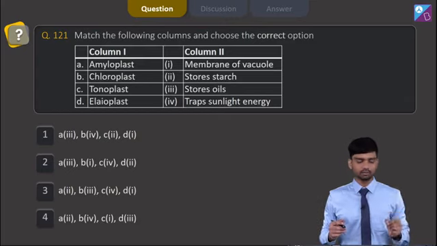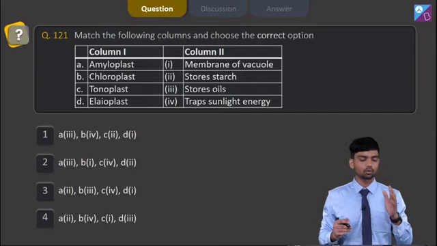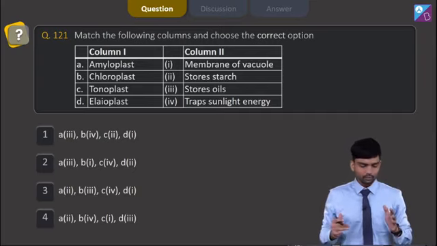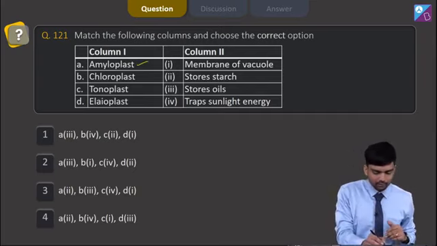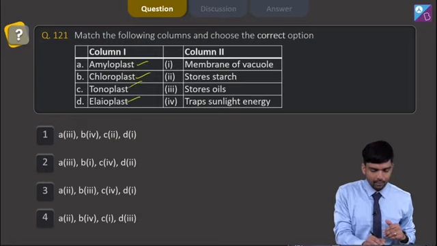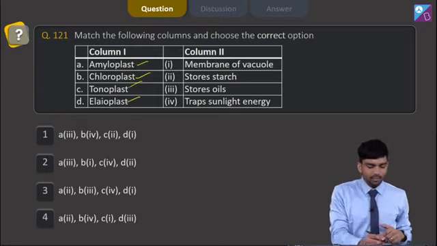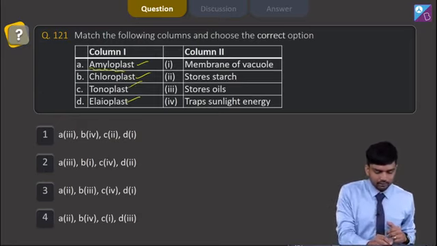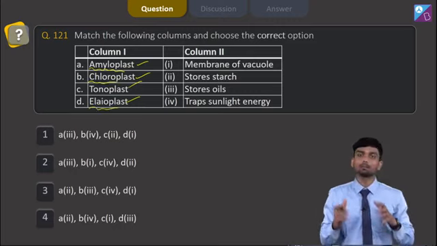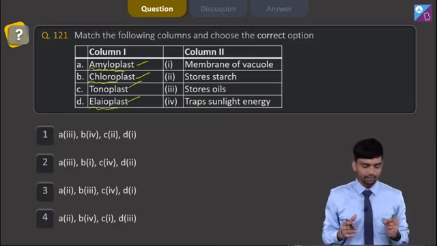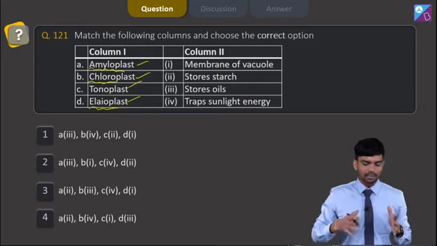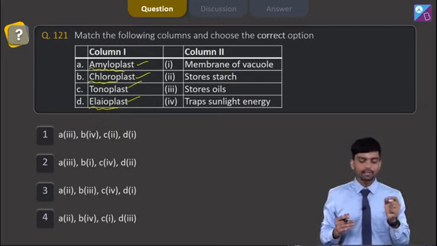Number 121, which says match the following columns and choose the correct option. So we have to match column 1 with column 2. So we have amyloplast, chloroplast, tonoplast and lyoplast. In the first column, understand when I'm talking about amyloplast, chloroplast and lyoplast, these are plastids which are actually present in the plant cells and they have different functions and we have to match them with column 2.